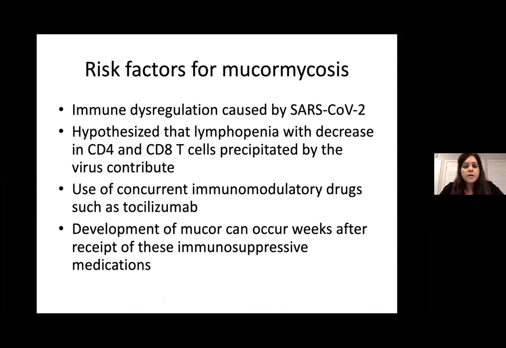Regarding COVID risk factors, what they're hypothesizing is there's some kind of immune dysregulation caused by the virus that causes COVID, SARS-CoV-2. And also that there may be some lymphopenia, with specifically a decrease in CD4 and CD8 T cells precipitated by the virus, that are contributing to propagation of mucor cases in these patients.